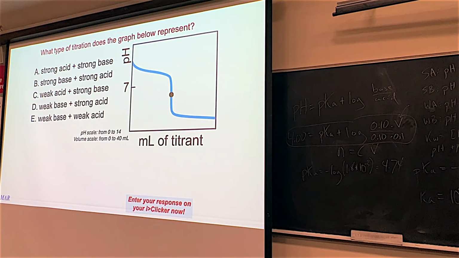Here's a graph, and someone did it, and they forgot to do a good job marking what the graph was, all right? The pH scale is the y-axis. We'll say it goes from 0 to 14. And the volume scale, let's say it goes from 0 to 40. Which one of these combinations does this graph represent? Make a prediction. We'll talk about it.